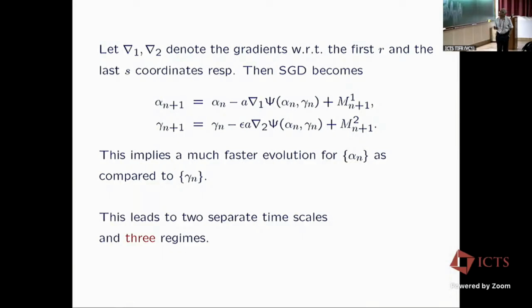Then if I write down the gradient descent, I get that. So this becomes what's known as two-timescale stochastic gradient descent, because the alpha_n has a step size a, and gamma_n has a step size epsilon times a, which is much lower. So the descent will be much slower in the gamma variable. This has actually been around in the stochastic approximation literature, but there is one key difference. Shouldn't that be epsilon gamma_n in the psi? Oh yeah, it should have been epsilon. This error may repeat.